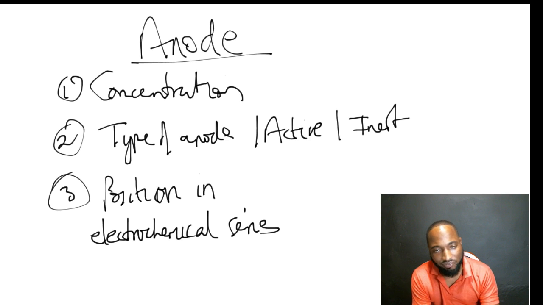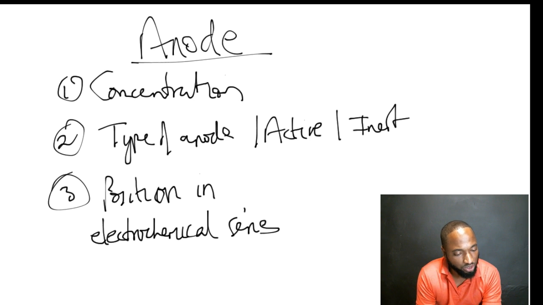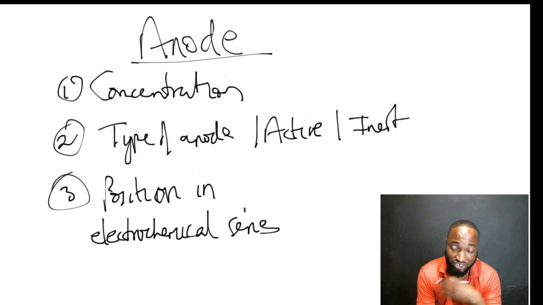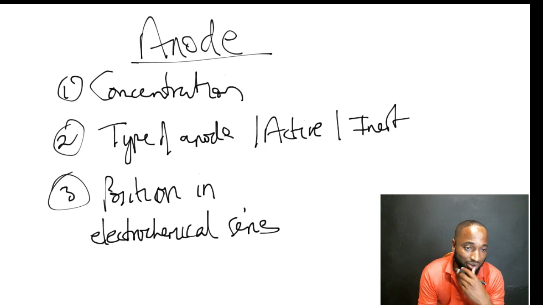Alright, so all these things affect what will come off. Now let's talk about the concentration. If you have a high concentration of something, it doesn't matter where it is in the series. If it just has too much, that is going to come off.